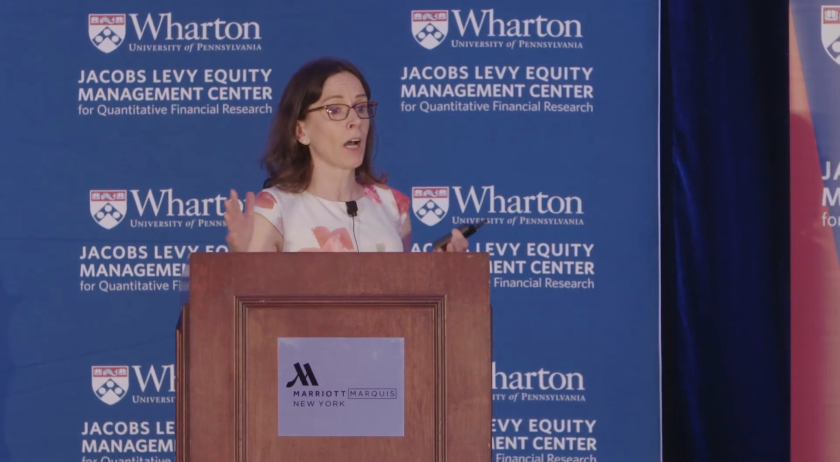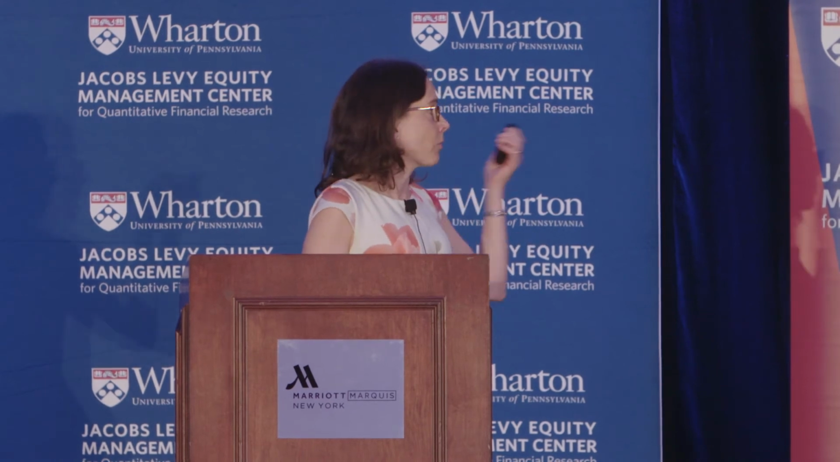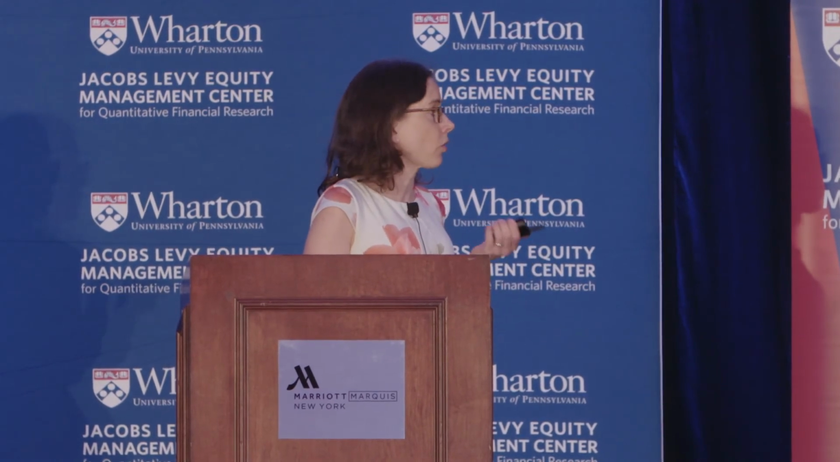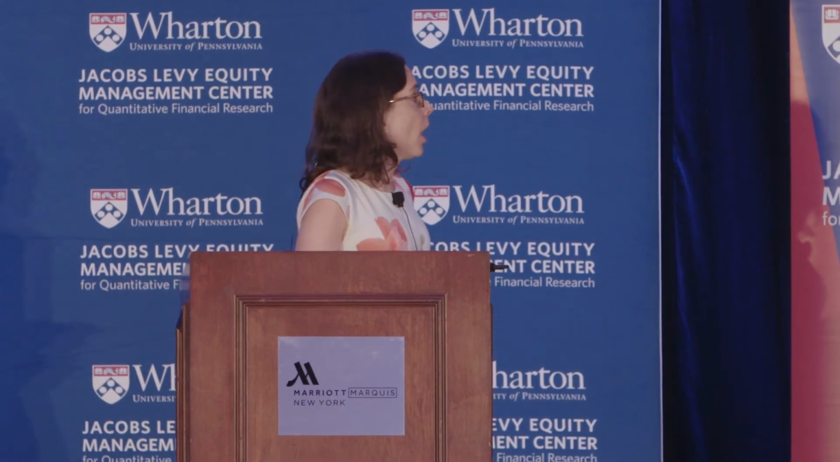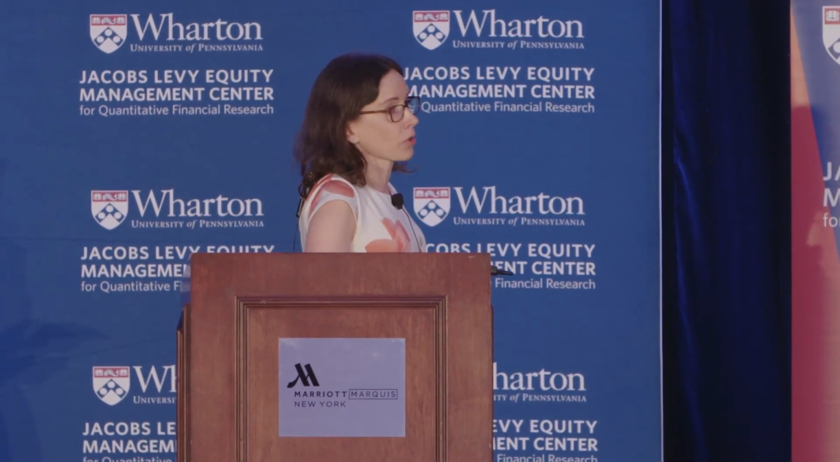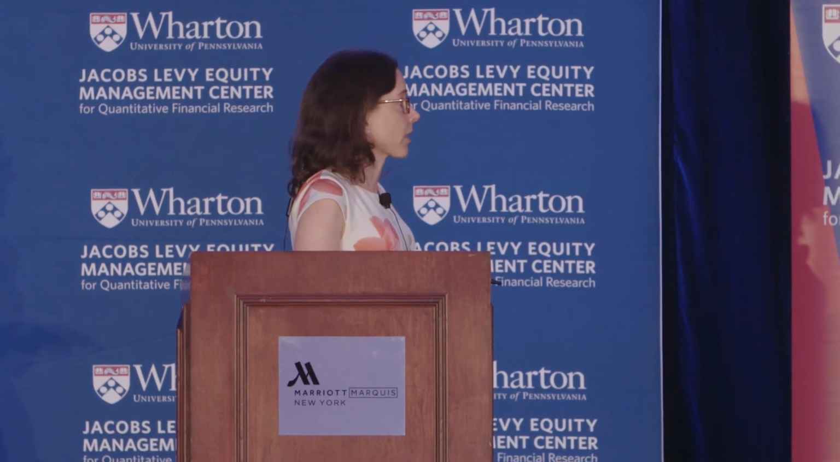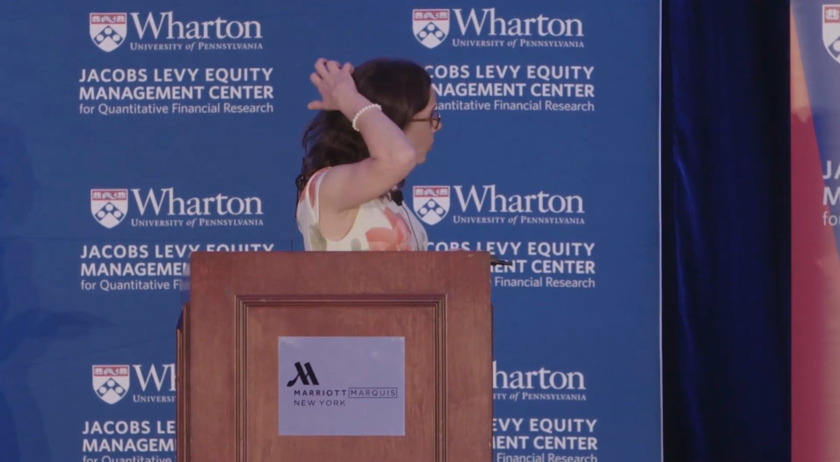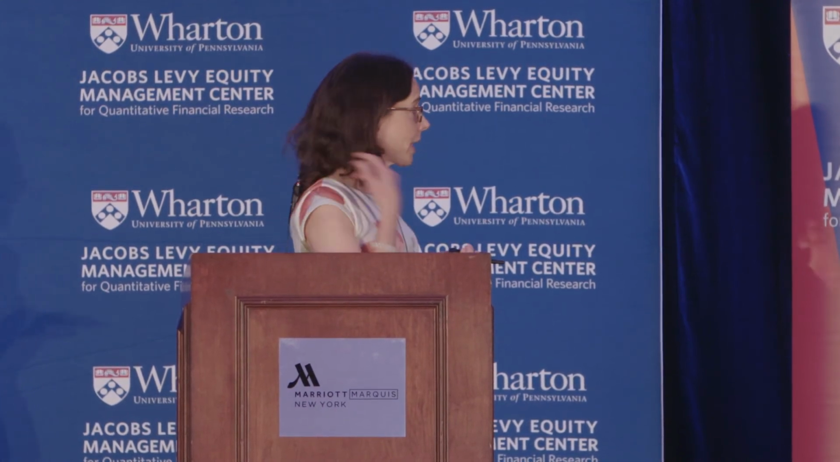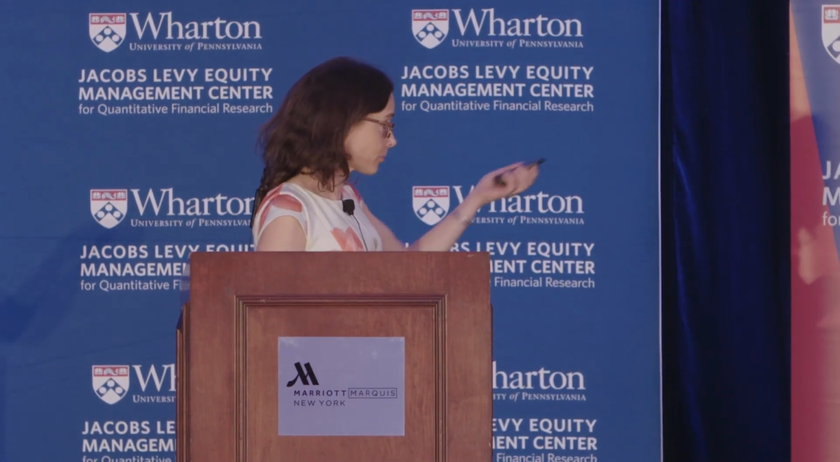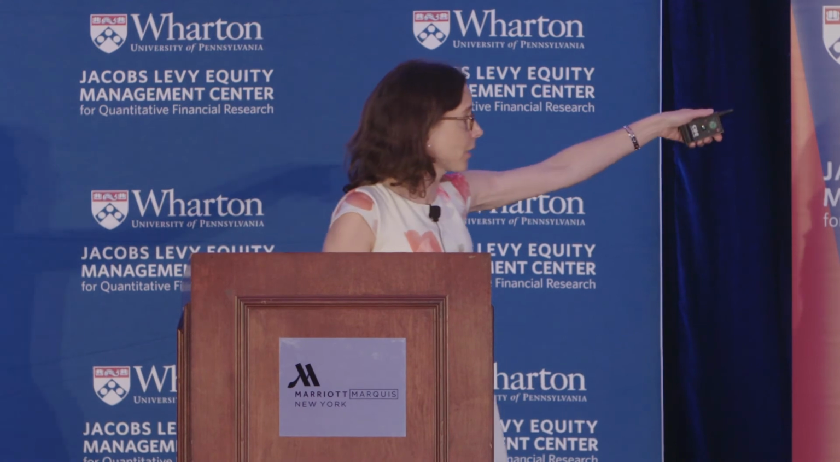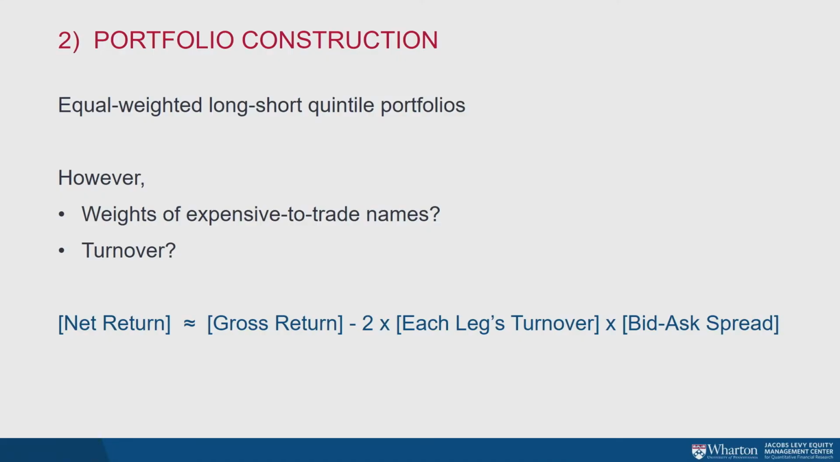Because indeed, the bulk of the anomaly research assumes I'm just going to construct equally weighted long-short quintile portfolios across my entire universe. And obviously, that raises the questions of, well, wait a second, what are the weights of really expensive to trade names? What is the turnover here? Can we potentially mitigate this? That's like, can I affect the end terms of the equation of translating gross returns into net returns?